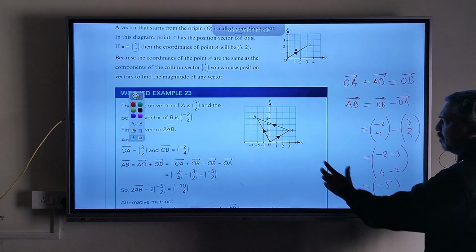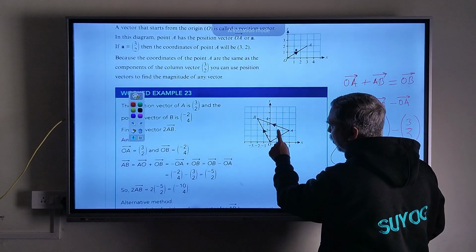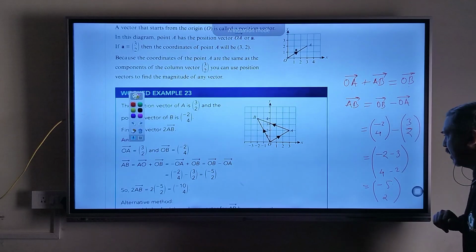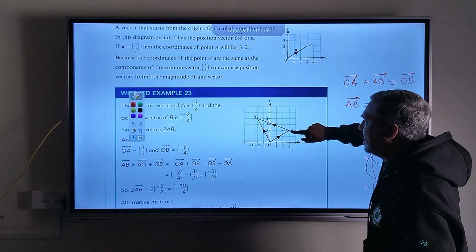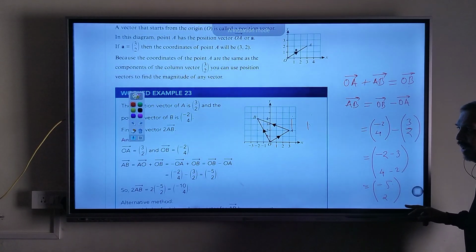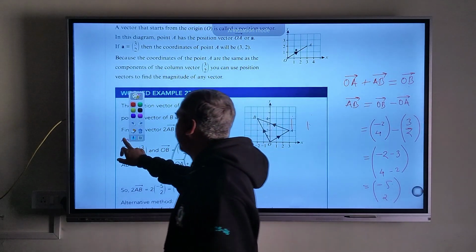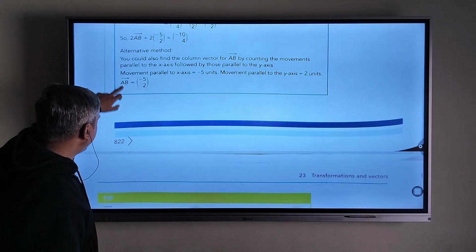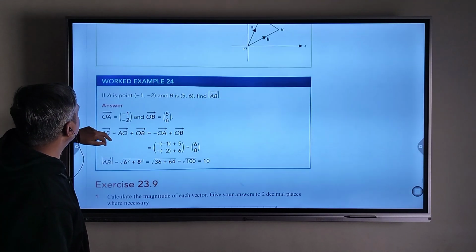That is AB bar. You see AB bar, 1, 2, 3, 4 and 5. 5 on the left, so x is -5. And 2 on the right, 2 on the upside of the y-axis. So it is +2 on this side. -5, 2. So using position vectors, we can solve these.